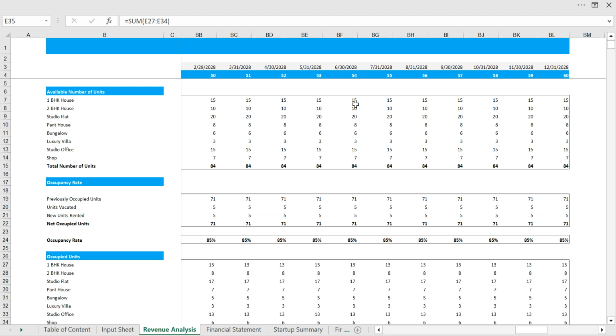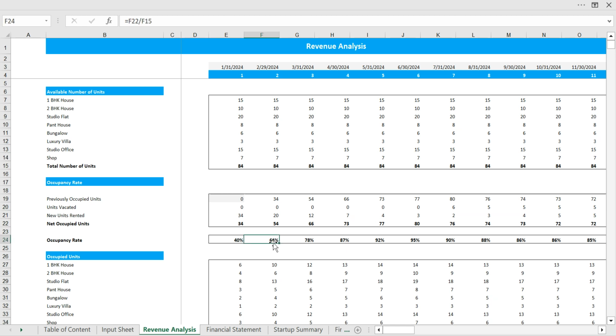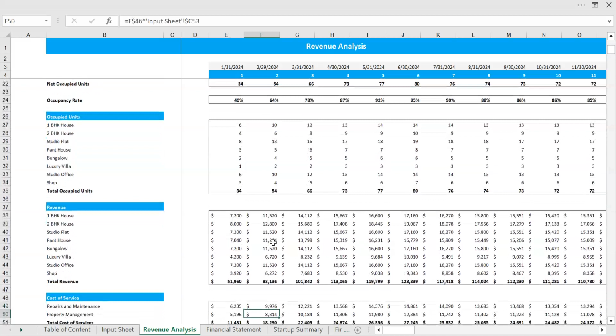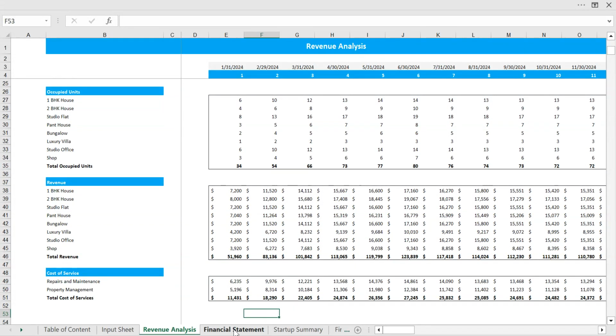It starts with mentioning the available number of units that you are going to have. Then it goes on calculating the occupancy rate for every month. The occupancy rate is based on the units that are vacated, units that are rented, and the net occupied units. Then we have the occupied units for each type of property, so we can get the revenue from each type of property. And then we have the total revenue and the total cost of services.